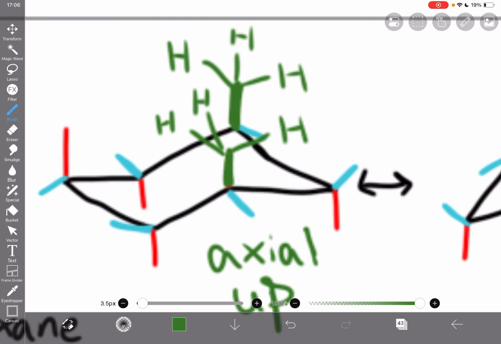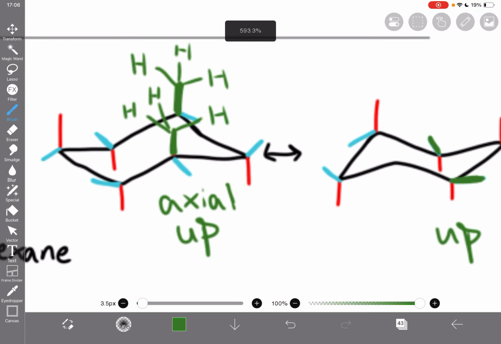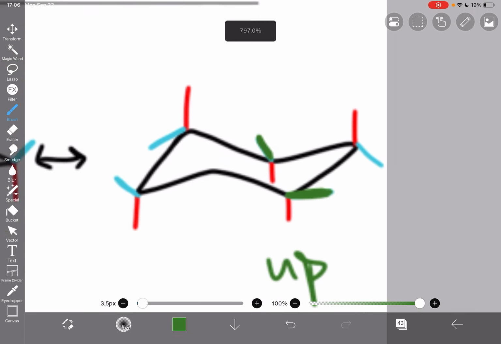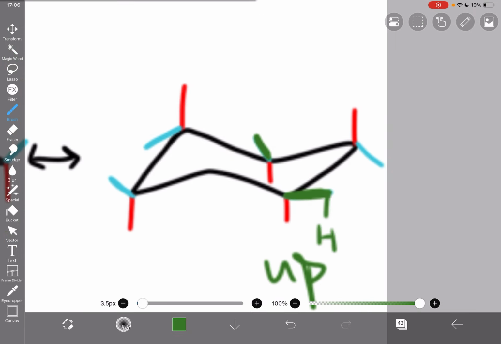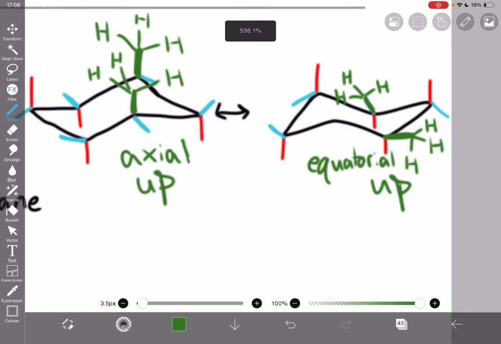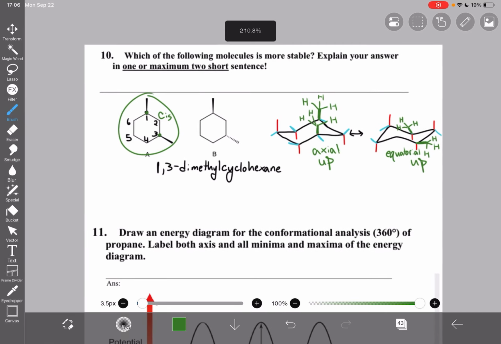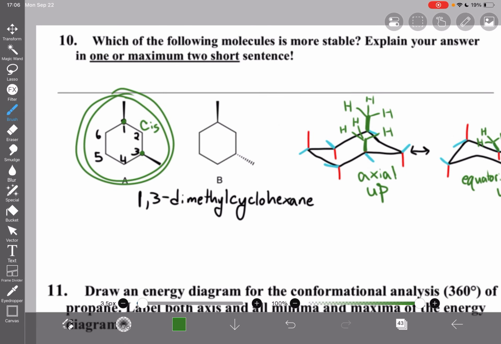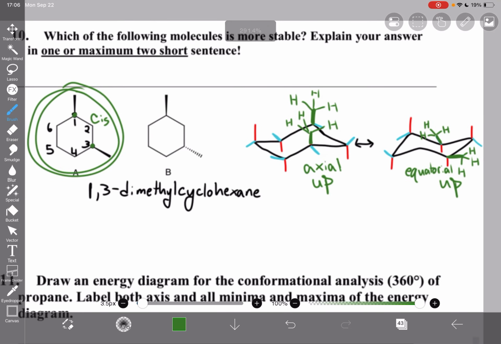We don't want that. We don't want them. They're clashing. That's not stable. That's going to be high in energy. We want our low energy cyclohexanes, everyone. All right, so if we draw our hydrogens here, see how they're all not clashing with each other? It's because equatorial is more stable. We love our equatorial. So for this molecule here, it is the most stable in the equatorial position.